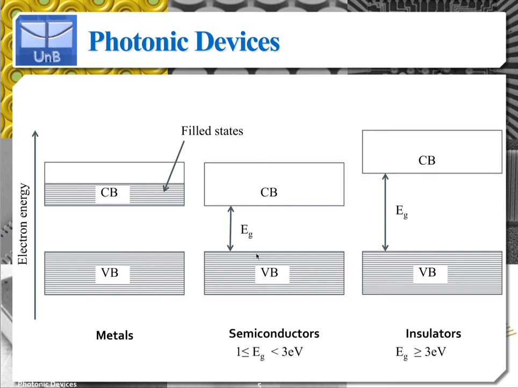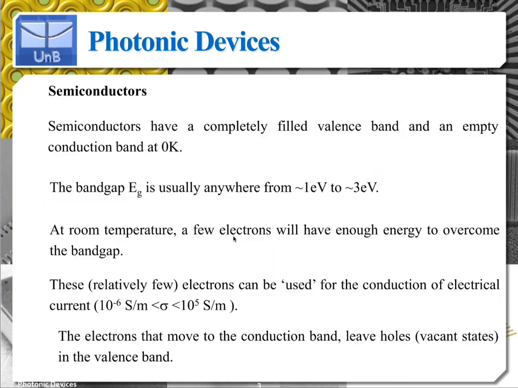So these few electrons which are able to overcome the band gap will be able to move freely inside the solid. But there's a much smaller quantity of these electrons in semiconductors. That's why the conductivity is much smaller than the conductivity in metals. So at room temperature, a few electrons will have enough energy to overcome the band gap. At 0 K, since there's no additional energy, they will all remain in the valence band.